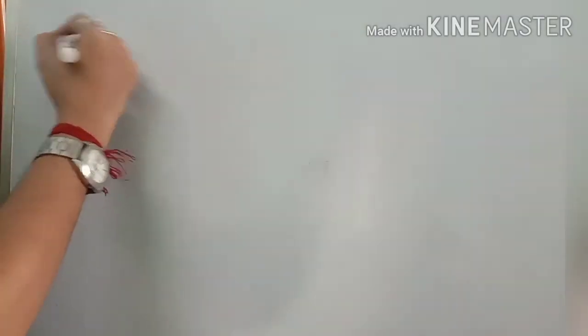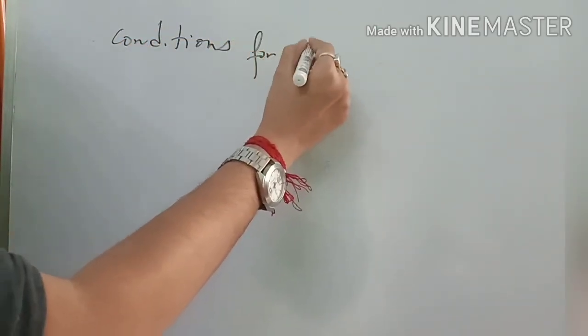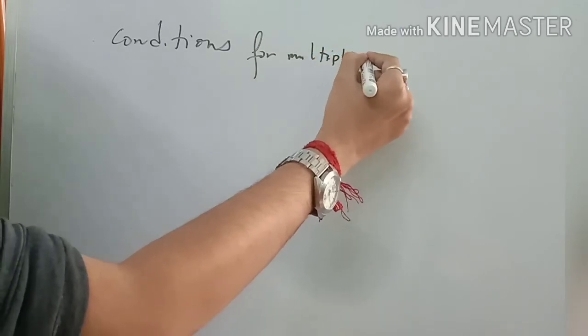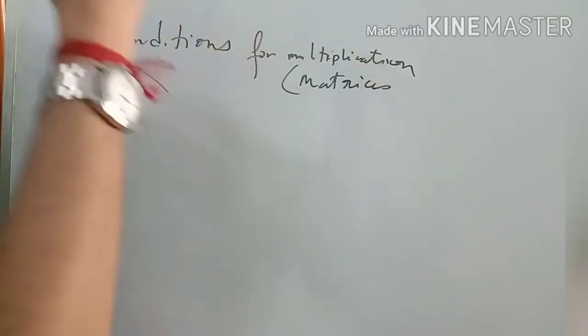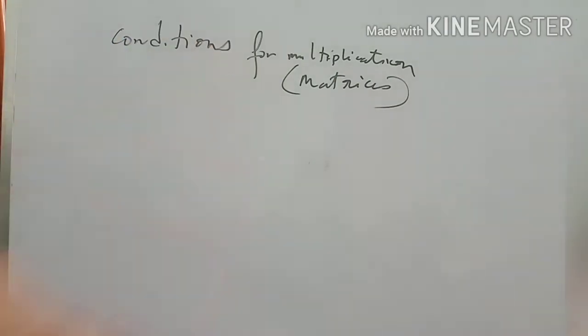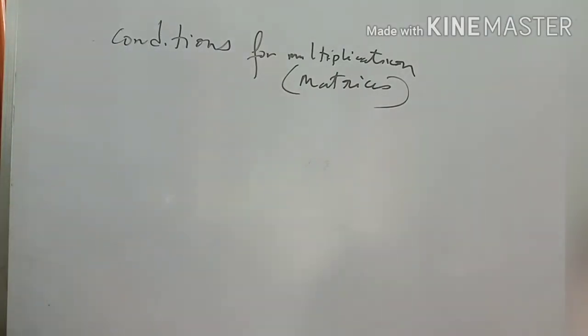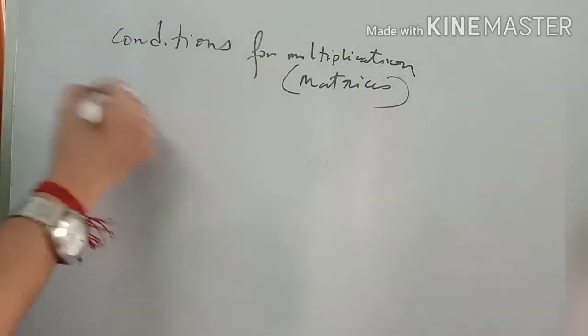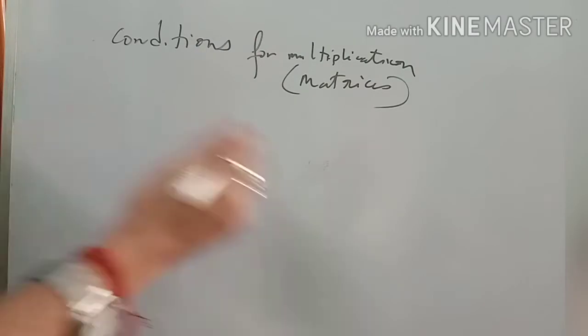I'm rubbing this portion again very fast. Okay, now conditions for multiplication. Obviously in matrices. Pardon me for my bad handwriting, I know that. So you don't have to comment on that. As long as you're understanding the concepts, fine. Condition for multiplication, it's written: number one, the number of columns of the first matrix should be equal to the number of rows of the second matrix.